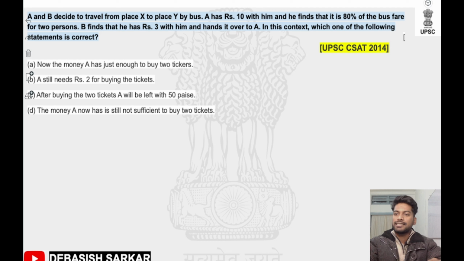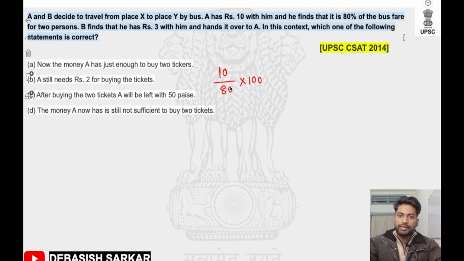Okay, this type of questions are interesting. Read the question. A and B decided to travel from X place to Y place, and A has 10 rupees with him, and he finds that it is 80% of the bus fare for 2 persons. So just see here, 10 rupees is 80% of the bus fare. If you want the total bus fare, just multiply by 100, because total bus fare will be 100%. So 80% is denoting 10 rupees.